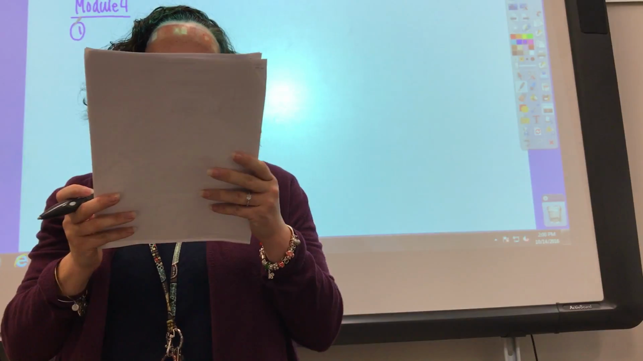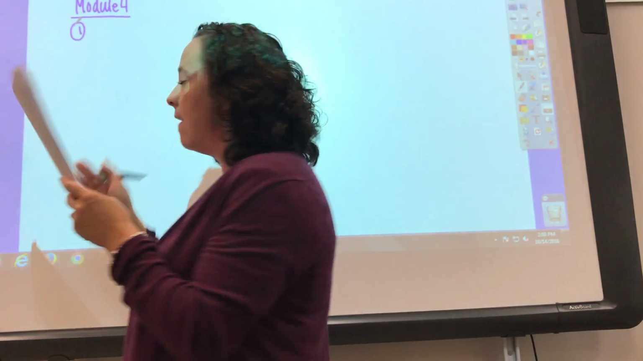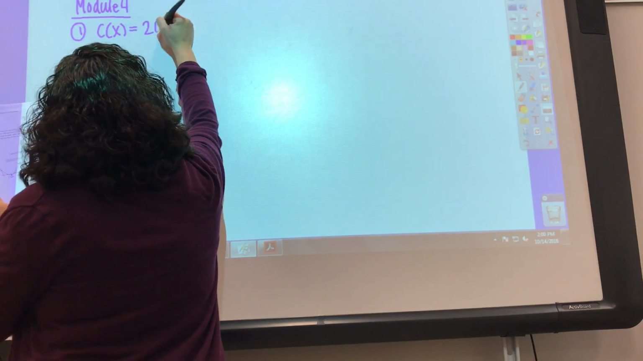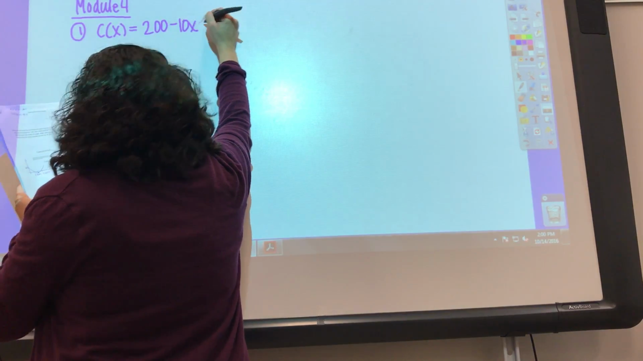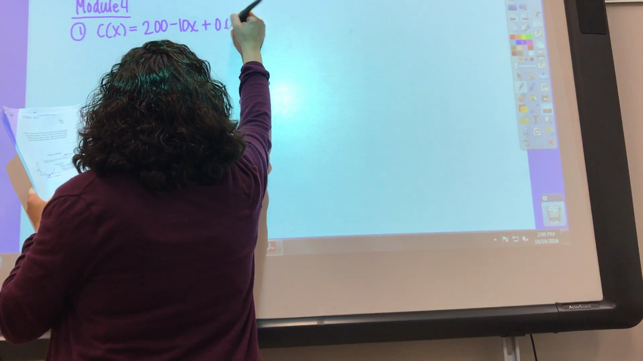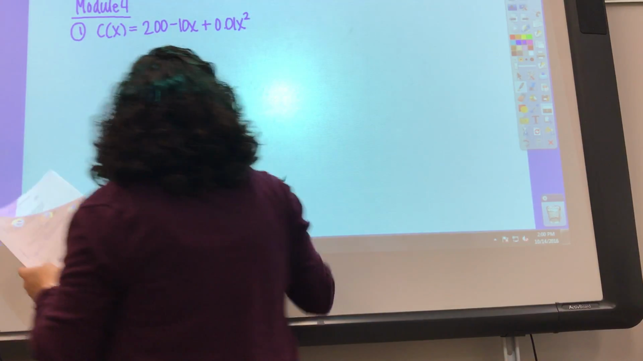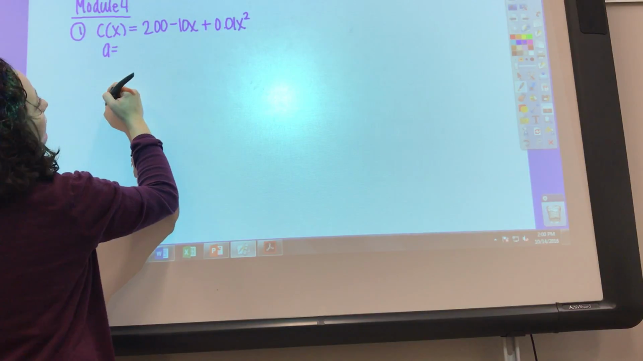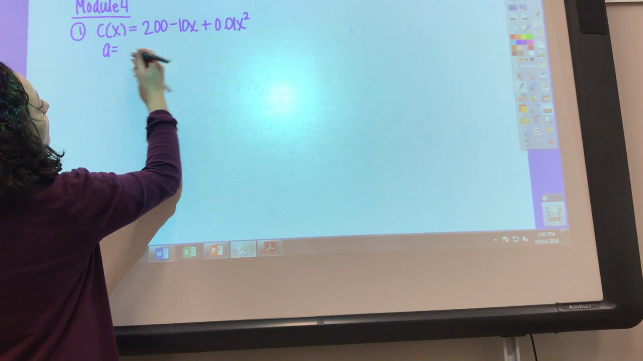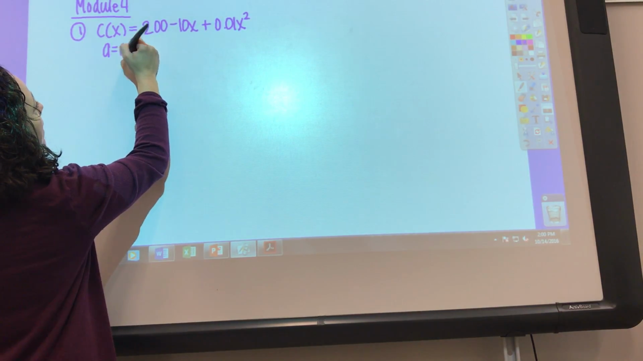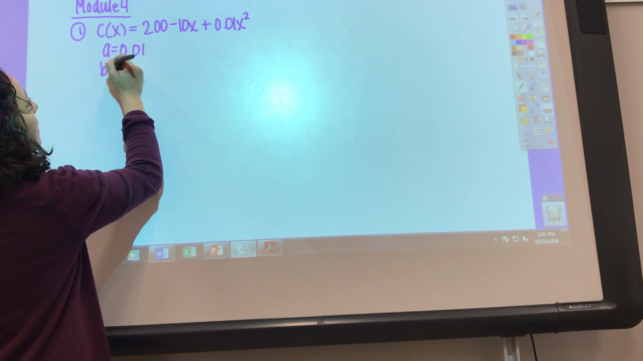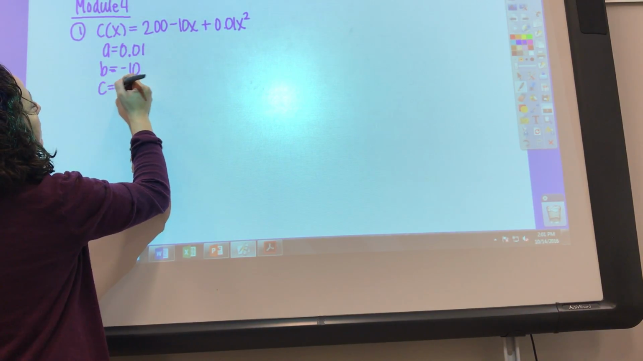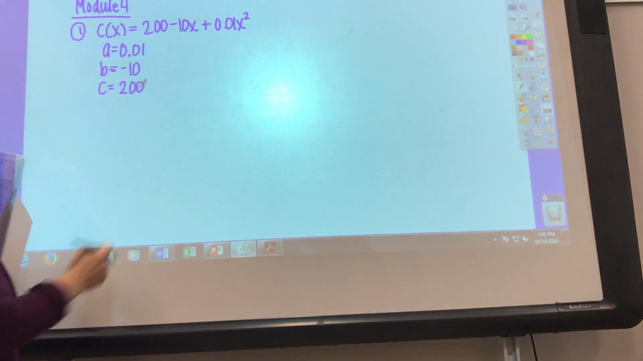A manufacturer of tennis balls has a daily cost of C of X equals 200 minus 10X plus 0.01X squared. Tell me what A is. Careful. Yeah, 0.01. What is B? Negative 10. Good. And what is C? 200. That's right, because this is not in standard form.